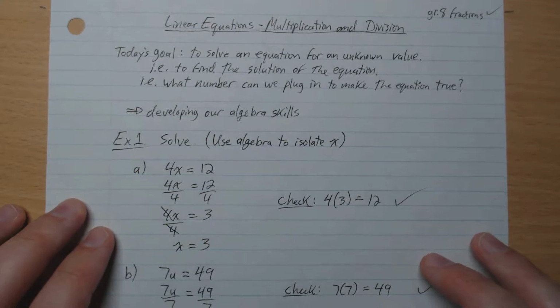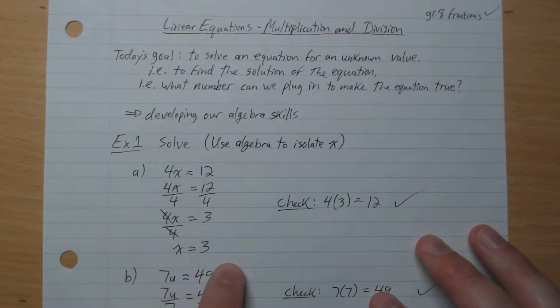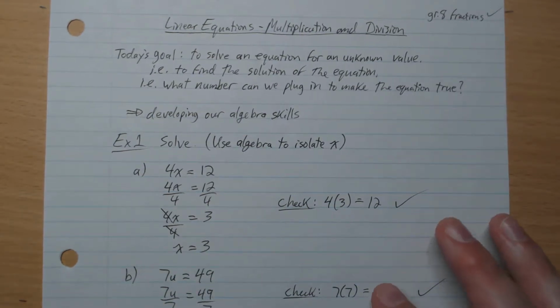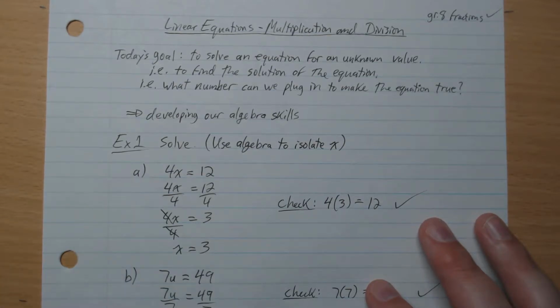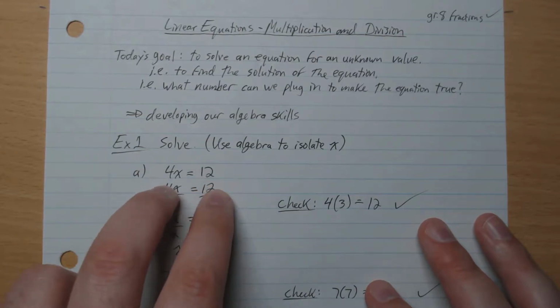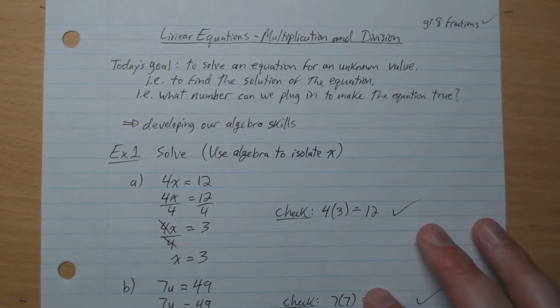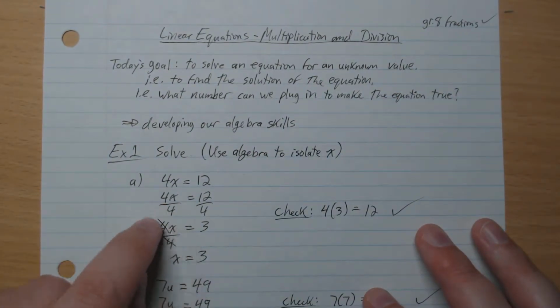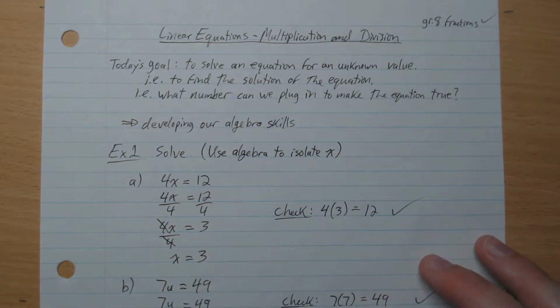So example 1, 4x equals 12. The goal here is to isolate x on its own. We want to have x equals the answer. Here we have 4 times x, so the opposite of 4 times x is divide by 4. We're going to divide by 4 on both sides, and 4 over 4 cancels out, right? We saw that in our fractions video. If you have 4 over 4 in a multiplicative manner, they cancel out. And so now we have x equals 3 as our final answer.